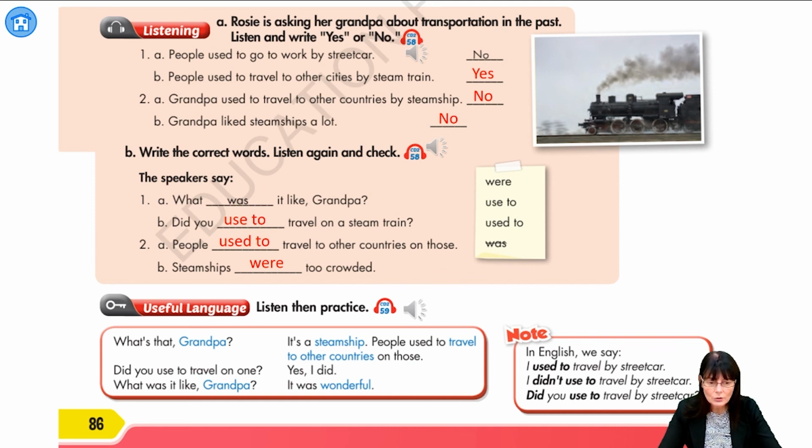With this one, just take special note. So we often say, I used to travel by streetcar, but then it changes to, I didn't use to travel by streetcar. Or, did you use to travel by streetcar? Okay. So when we answer, we say, I used to travel by streetcar. If we're asking the question, we use use to, not used to. And in also answering, in the past, for something that you didn't do, we use use to.